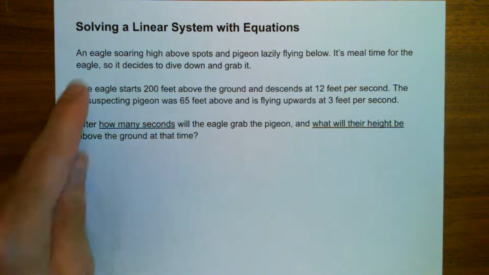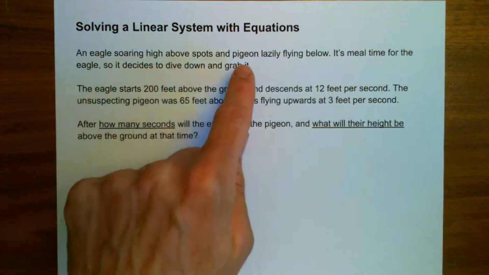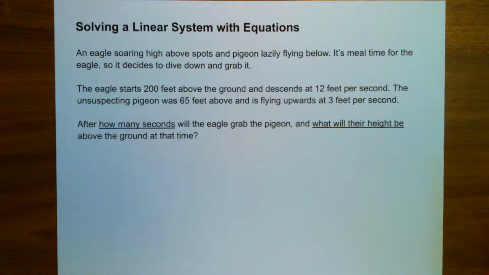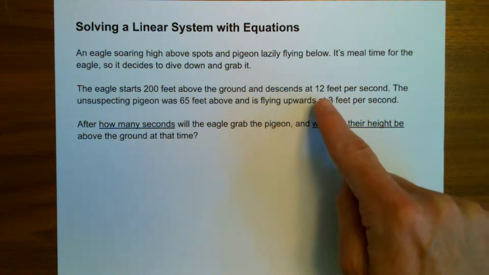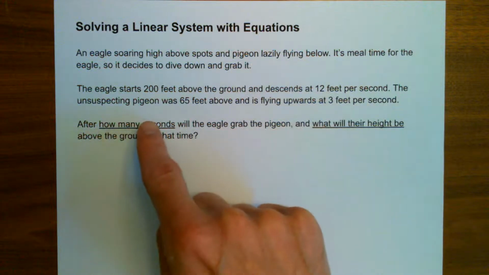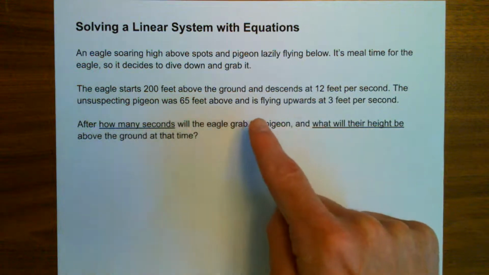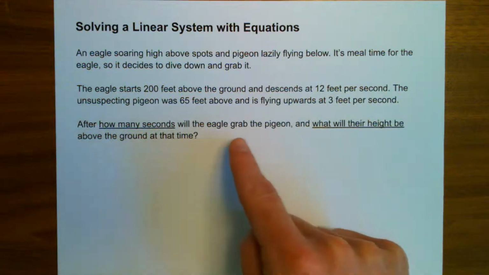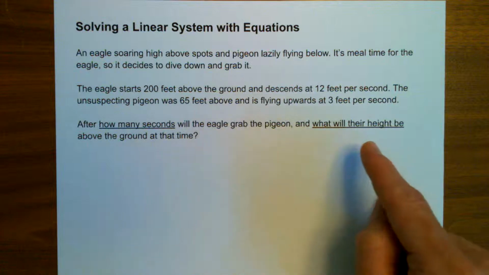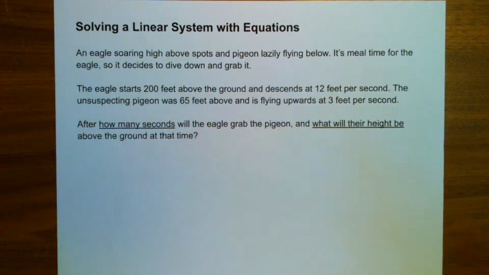It says an eagle soaring high above spots a pigeon lazily flying below. It's mealtime for the eagle, so it decides to dive down and grab it. The eagle starts 200 feet above the ground and descends, or flies down, at 12 feet per second. The unsuspecting pigeon was 65 feet above the ground and is flying upwards at 3 feet per second. After how many seconds will the eagle grab the pigeon, and what will their height be above the ground at that time? So that's the situation that we're dealing with here. So when are they going to meet?